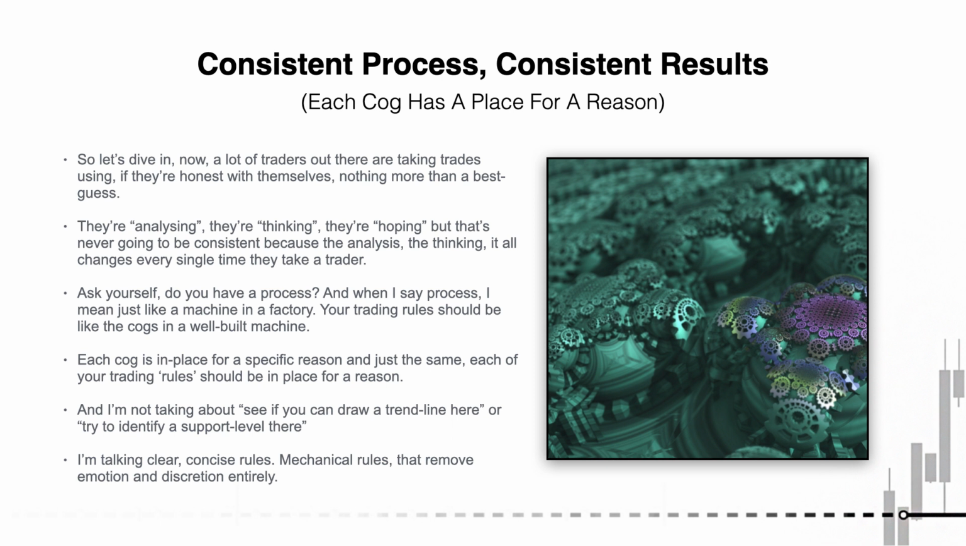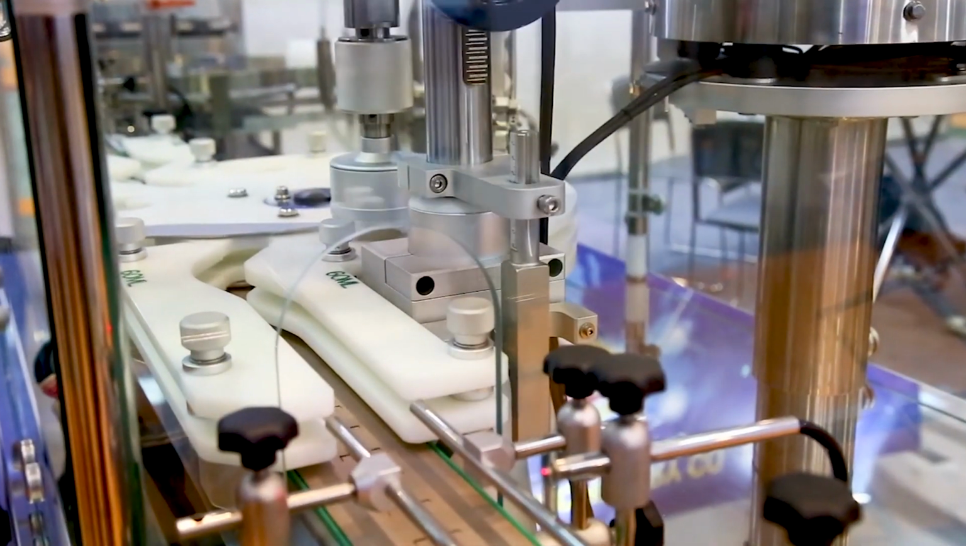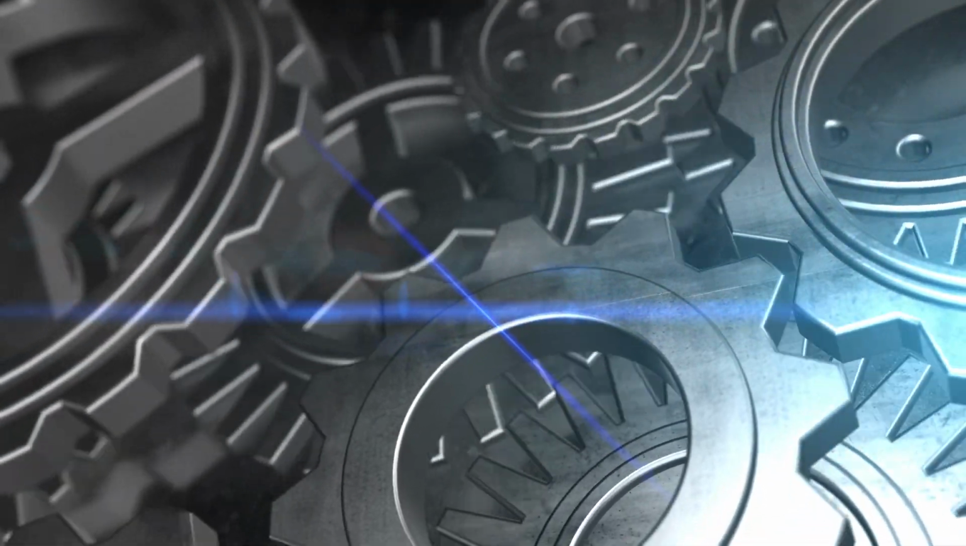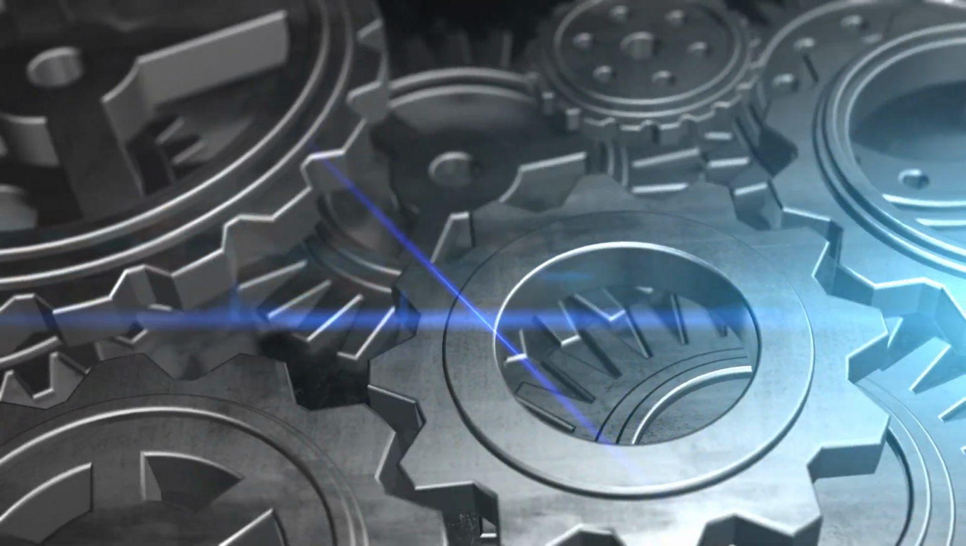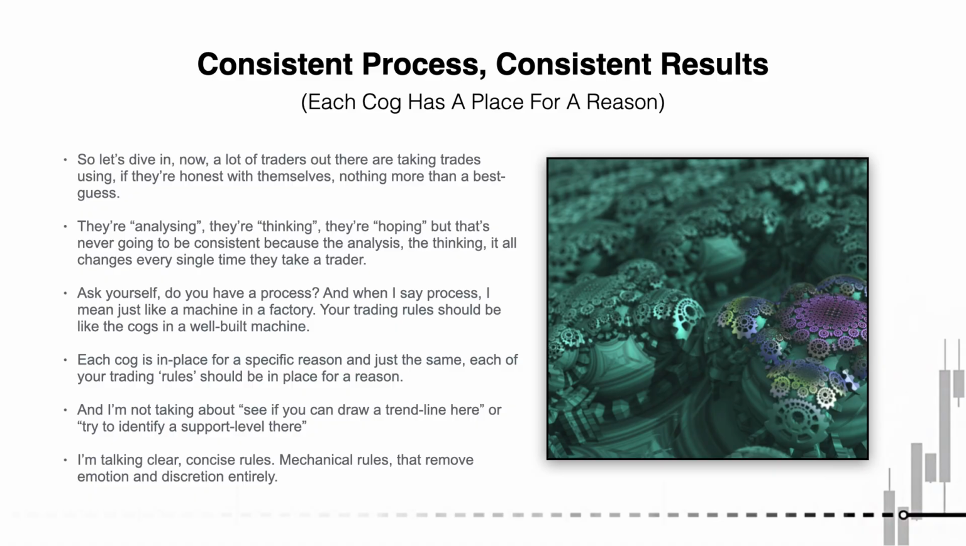You've got to ask yourself, as a trader, do you have a process? And when I say process, I mean just like a machine in a factory. Your trading rules should be like the cogs in a well-built machine. Each cog is in place for a specific reason, and just the same, each of your trading rules should be in place for that specific reason. I'm not talking about, see if you can draw a trend line here or try to identify a support level there. What I'm talking about are clear, concise, mechanical rules that remove emotion and discretion entirely.